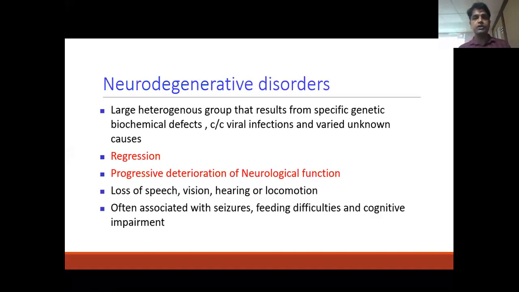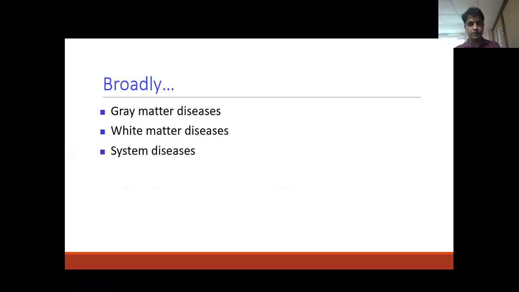Neurodegenerative disorders are a large heterogeneous group that results from specific genetic or biochemical defects, and can also be from chronic viral infections and varied unknown causes. But the main group we'll be covering here is related to genetic and biochemical defects. It is characterized by regression and progressive deterioration of neurological function. There will be associated loss of speech, vision, hearing, or locomotion, and it's often associated with seizures, feeding difficulties, and cognitive impairment.